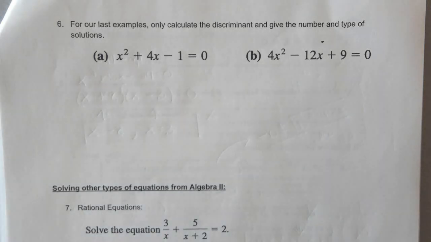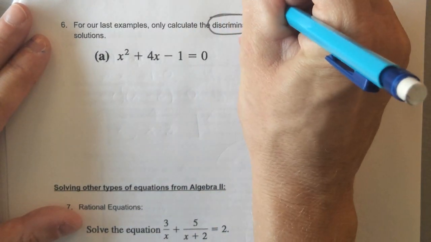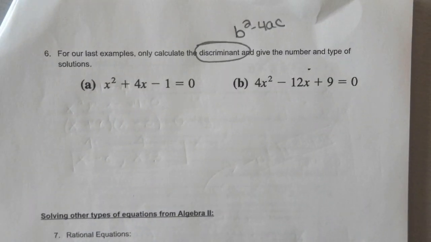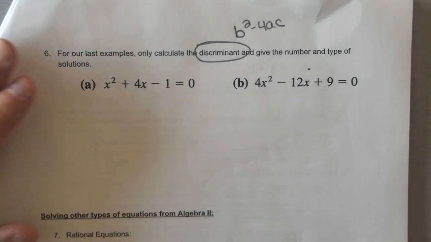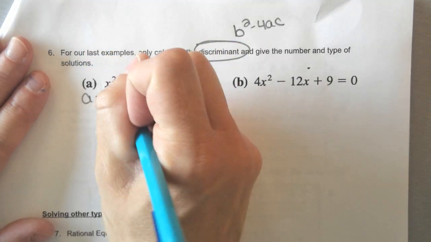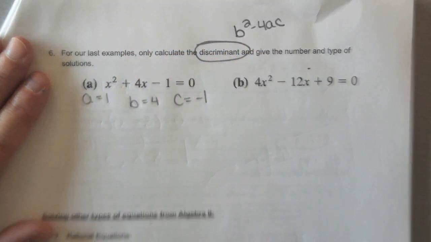Okay, discriminant. The discriminant is just b squared minus 4ac. Not even the square root, just b squared minus 4ac. Oh, part A is there this time. Yay! A is 1, B is 4, C is negative 1.